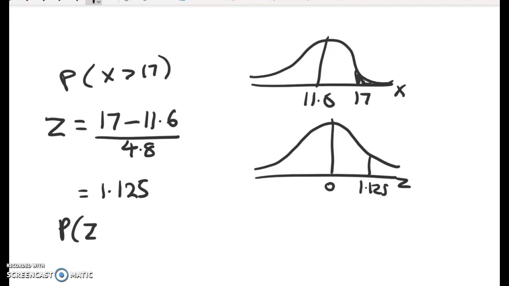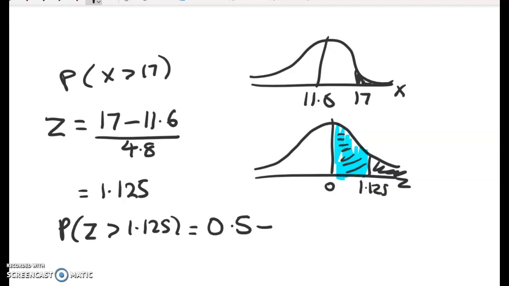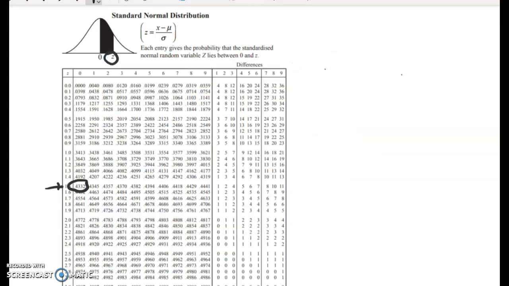So the probability that Z is greater than 1.125 is this area on the curve here. So to find that, if we're using the table, it's going to be 0.5 take away whatever this probability is. Okay, so I'm assuming if you're watching this video that you've done all the work using the earlier videos on the normal distribution, right? Otherwise, this won't be making that much sense.